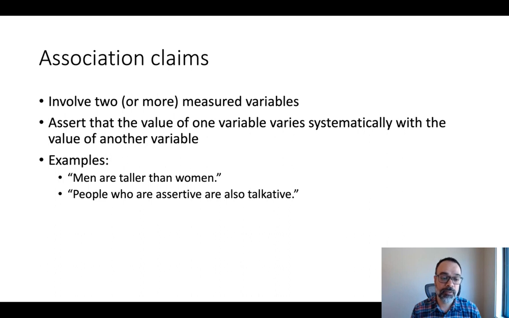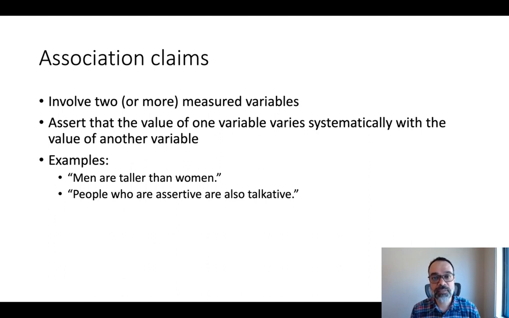Another example of an association claim might be people who are assertive are also talkative. So one variable is how assertive somebody is, a little or a lot. Another variable is how talkative they are, a little or a lot. And so both of these would be examples of association claims. They're claiming that there's some kind of a statistical relationship between two variables.